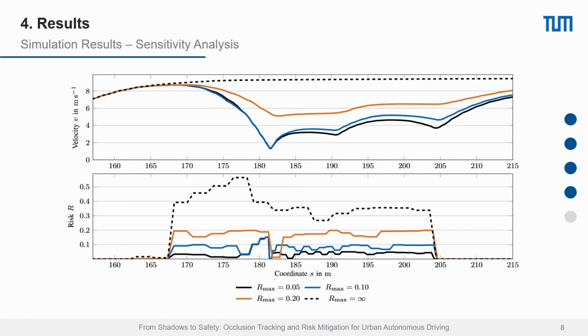Additionally, let's take a look at how different risk thresholds affect the planner's behavior. In this case, there was no real object in the occluded area, but we still test how cautious our system acts. The plot shows that with lower thresholds, the vehicle slows down earlier and drives more conservatively. You can see how the baseline planner, in this case the dashed line, maintains higher speed, but that comes with a much higher risk. If there had been an object, the situation could have been critical. So the takeaway here is we can tune the planner's level of caution through the risk threshold, which gives us flexibility depending on the use case.